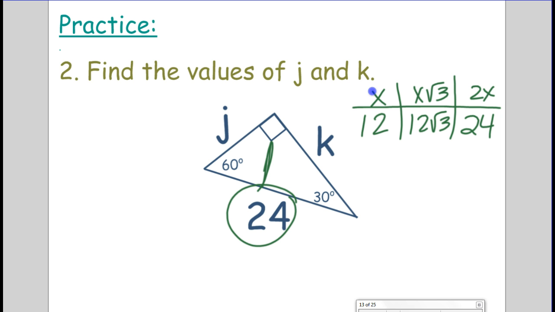Claire, what would 12 go across from? Across from the 30. Very good. So the shortest side is going to be 12, and the medium side is going to be 12 root 3. So J is 12 and K is 12 root 3. I know y'all got that one.